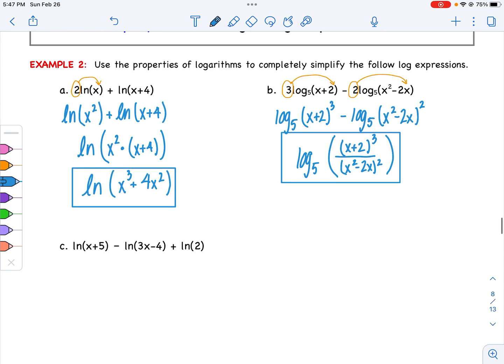Last example for you. First thing we want to look for, is there any coefficients in front? In all of these, there are no coefficients, so I'm just going to start applying the product and quotient rule. So the order doesn't matter what you want to do. What I notice is that this x plus 5 and this 3x minus 4, I'm subtracting those natural logs. So if I'm subtracting, that means this term needs to go in the denominator. That's the term that I'm dividing.